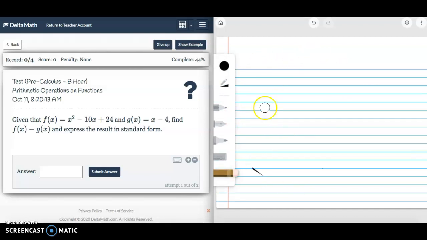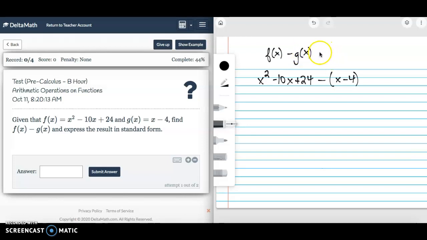All right, let's go ahead and do this one. We have f of x and g of x, and we want to find f minus g. So I'm going to take my f of x function and subtract from it my entire g of x function. I need to make sure to put that part in parentheses, right? I'm doing f of x minus g of x.